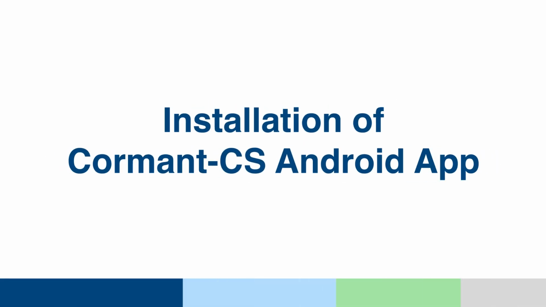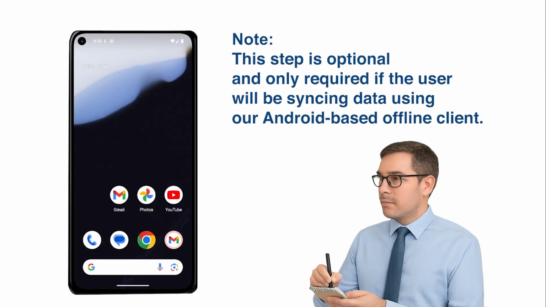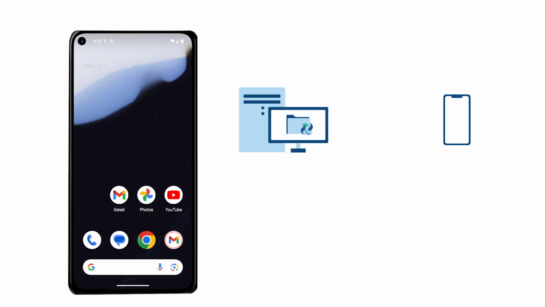Installation of the Cormant-CS Android app. Note, this step is optional and only required if the user will be syncing data using the Android-based offline client. Connect your Android device to the application server and navigate to the Release folder. Locate the APK file and copy it to your mobile device.